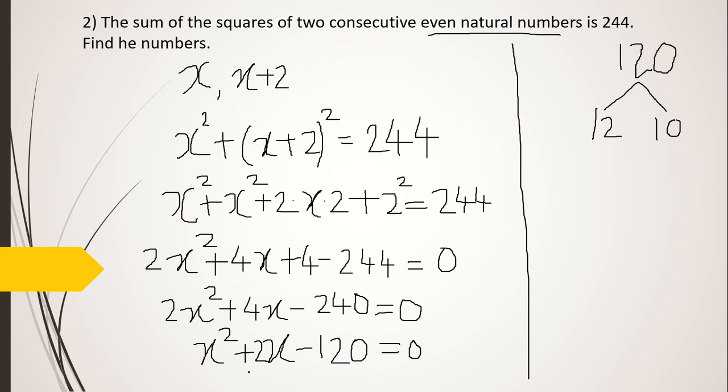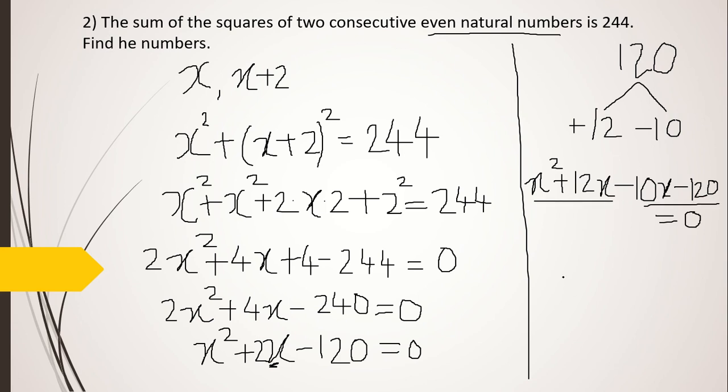Middle term sign is plus, so give that middle term sign to the greater number. That other number is going to be negative. So we got the factors. Now split this middle term and write the factors. So how do we write that? x square plus 12x minus 10x minus 120 is equal to 0. Now group these together, okay, and take common.